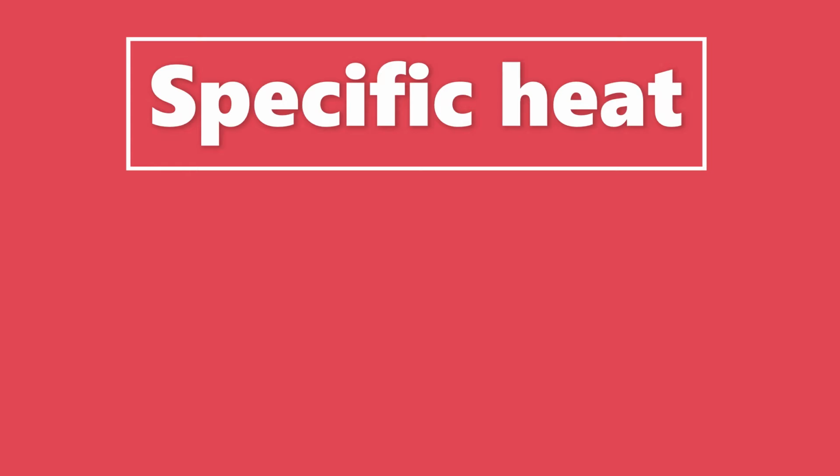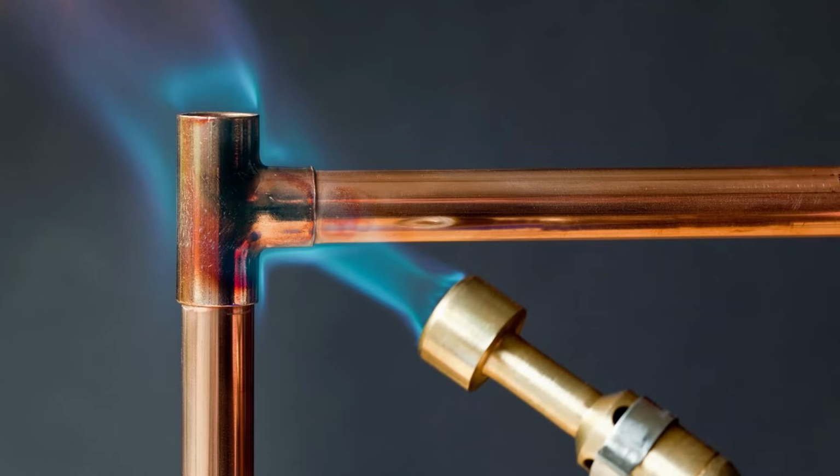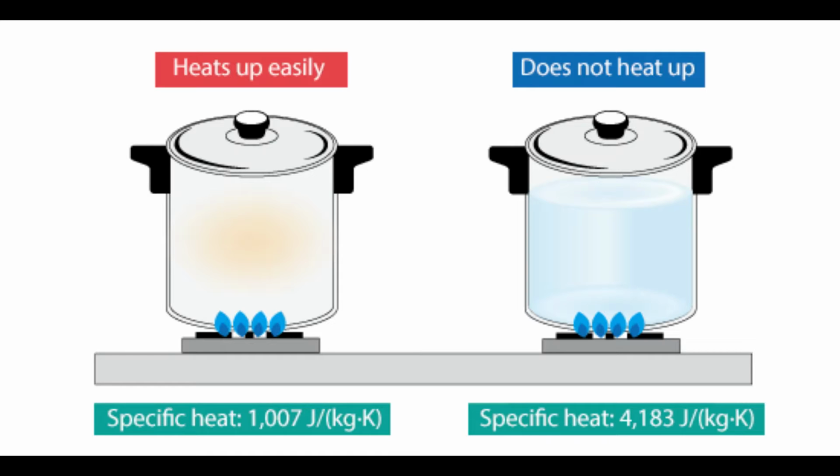Specific heat. When heat goes into an object and there is not a phase change, the temperature of the object increases. The change in temperature depends on a property along with the specific heat.